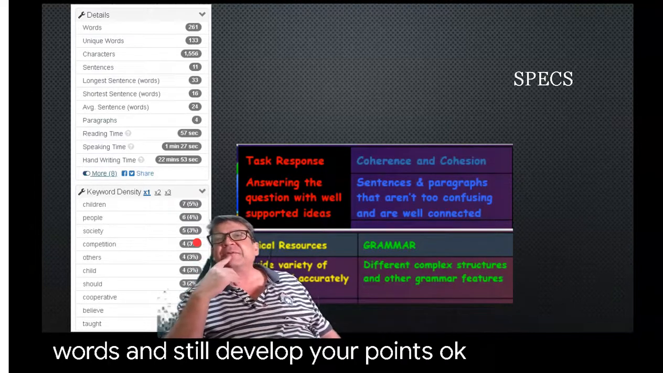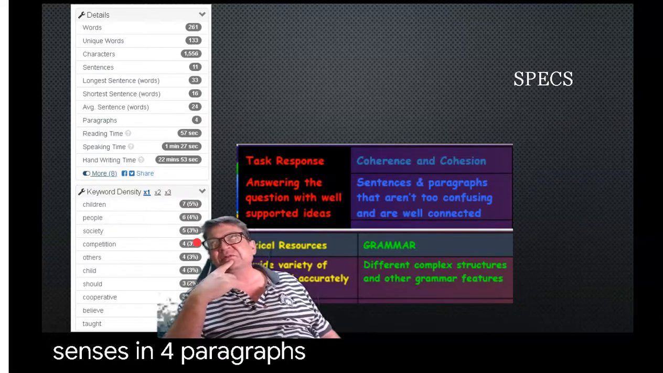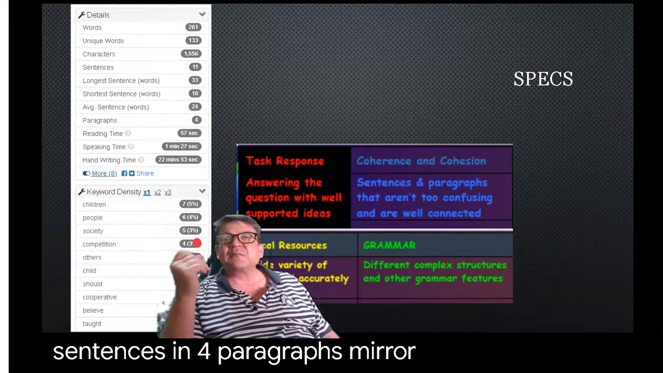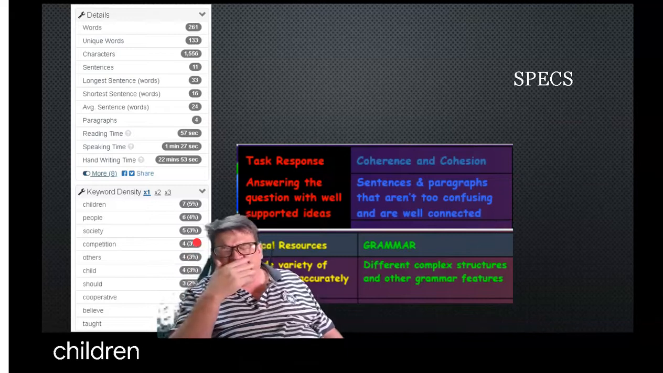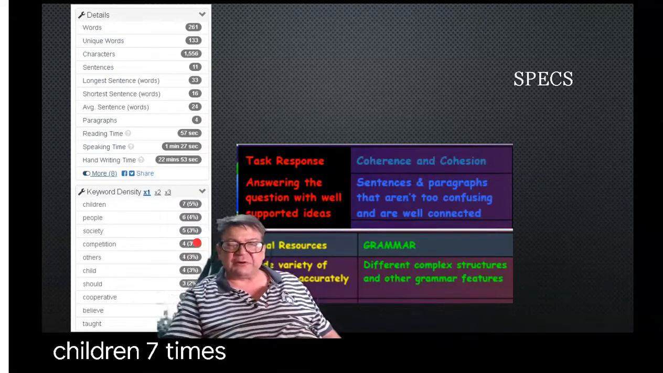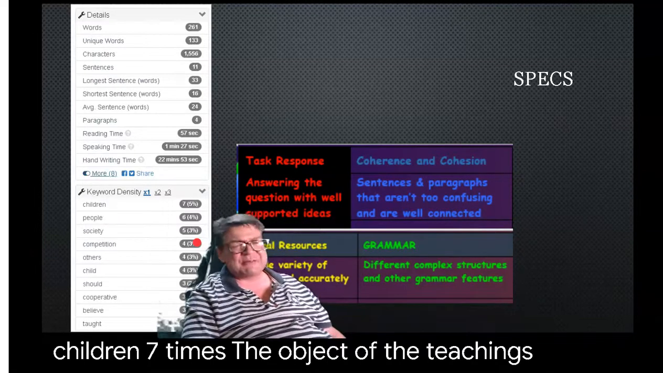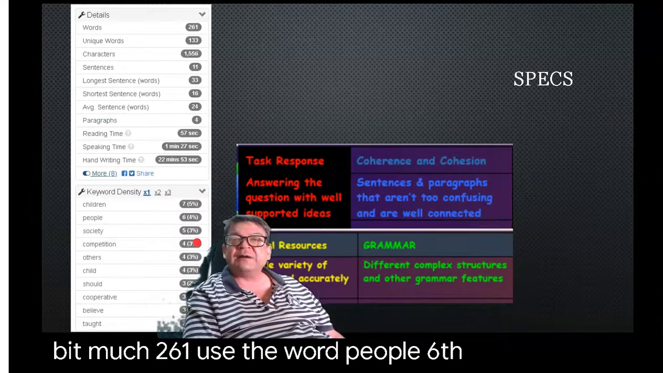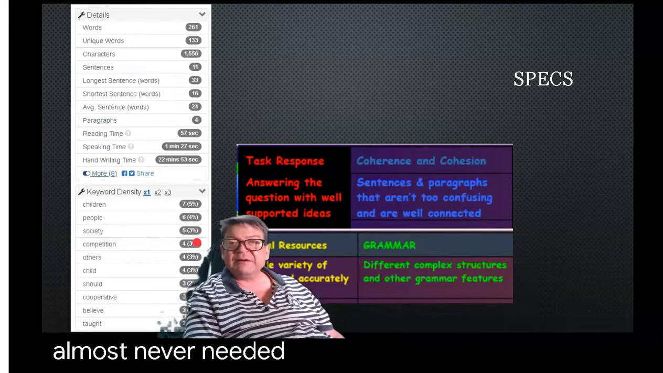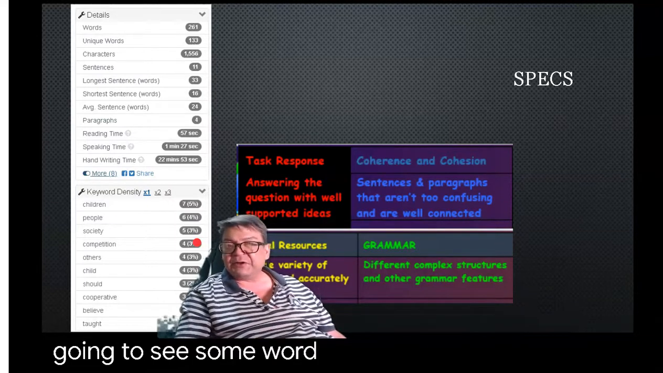Okay. What else we got? Characters. 11 sentences in 4 paragraphs. That's not very long. You used the word children 7 times. Now, children are obviously who we're talking about. Well, they're the object of the teaching, so 7 is a bit much out of 261. You use the word people 6 times. People is almost never needed. Society 5 times. Okay, so we're going to see some word repetition in here.